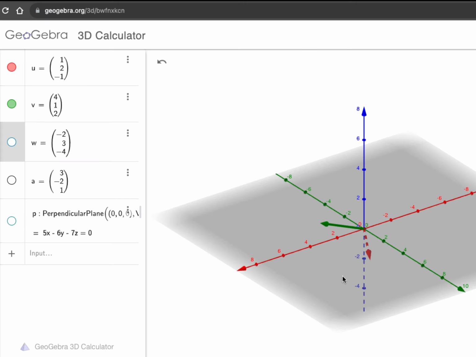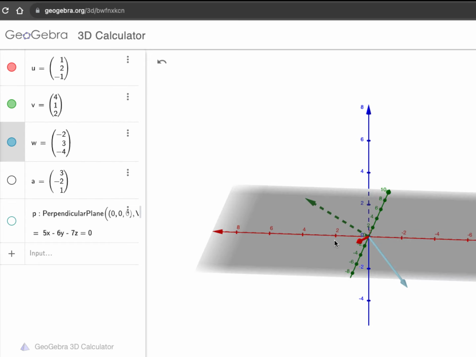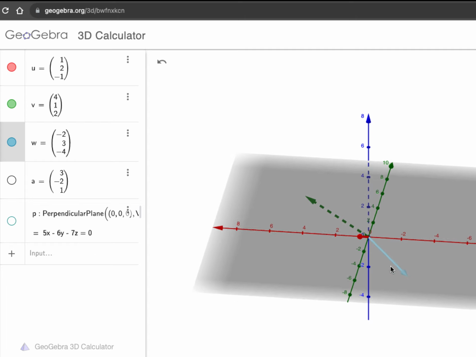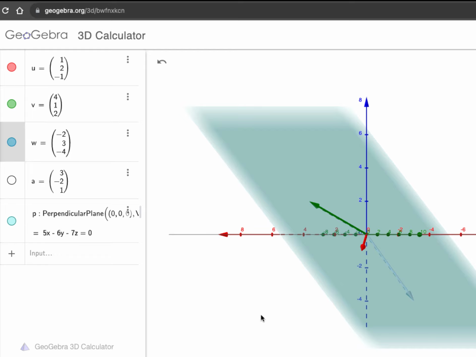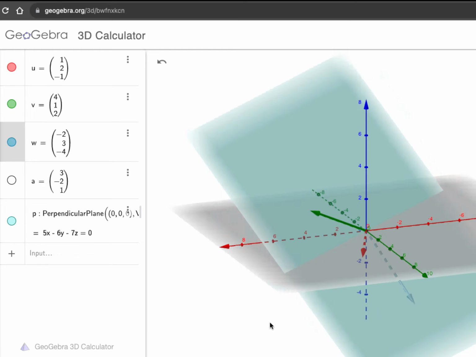Let's look at this graphically. Going back to GeoGebra 3D, I will add vector w to our imagery. And you'll notice that the span of vector u, which is red, and vector v, which is green, will produce a plane. And we'll also notice that the vector w, which is blue, is in that plane. Let me go ahead and reveal that plane. And then we can see that all three vectors are coplanar.